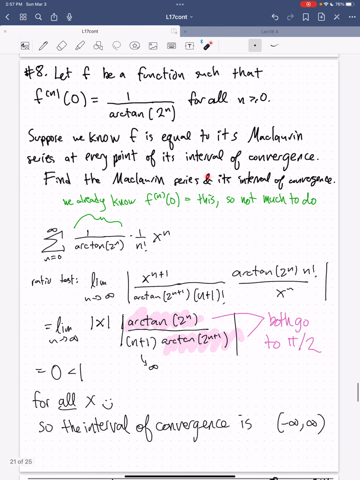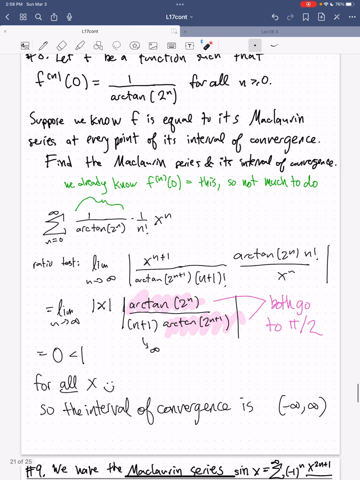For the interval of convergence, we just use the ratio test. Plug in n plus 1 instead of n. For this one is an. Calculating the limit, we get 0 for all values of x, because we've got arctan here. Both of these are just going to go to pi over 2 because we've got arctan infinity, arctan infinity. Because the bottom here goes to infinity, all of this goes to 0, so that's how we have 0. Because this happens for all x, the interval of convergence is negative infinity to infinity.